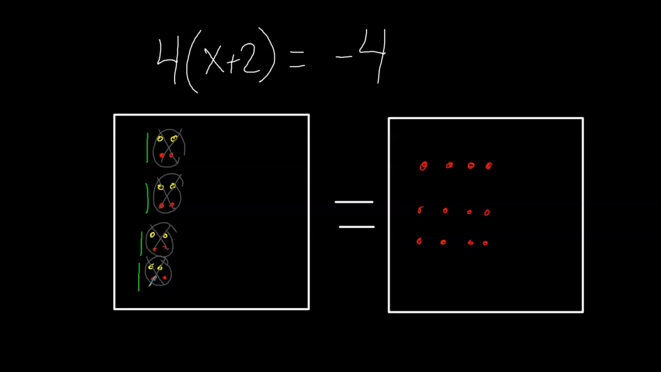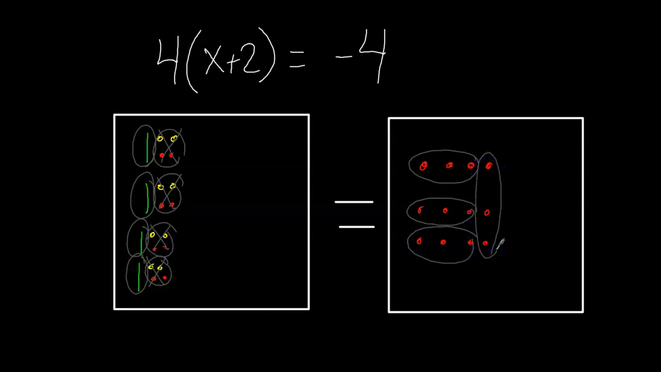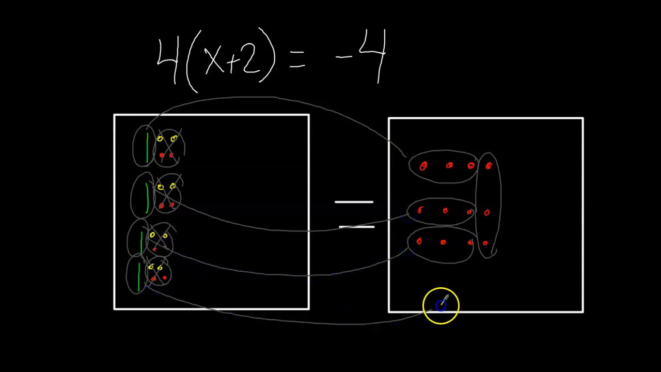So since I have 4 x's, I'm going to split them into 4 groups. And then I'm going to split this side into 4 equal groups, because what you do to one side, you have to do to the other. So 1x equals one group of -3. In other words, x equals -3.